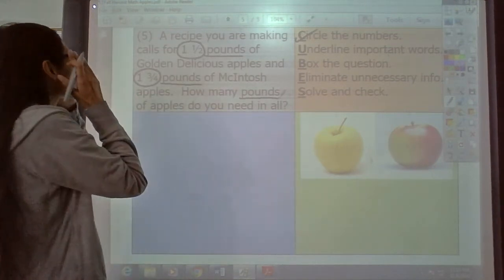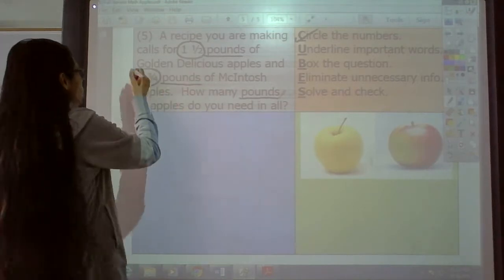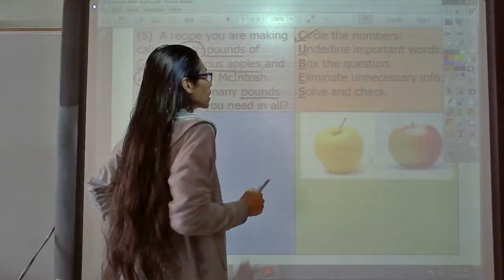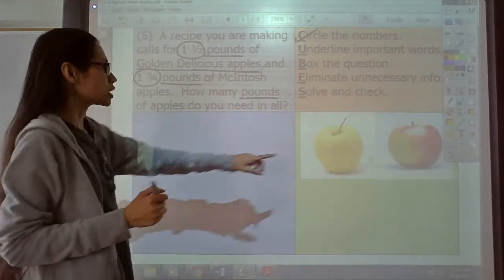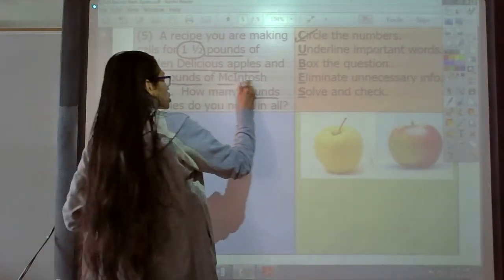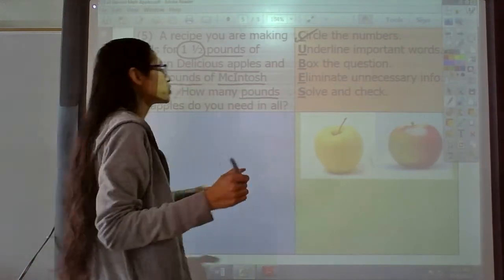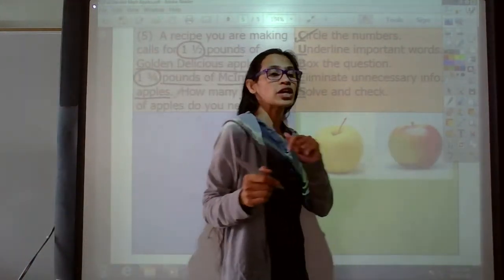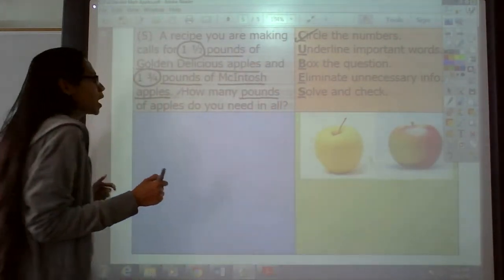Let's see, what else are our important words? Golden delicious apples. Look right there. That's the golden delicious apples right there. And McIntosh apples right there. Bam. There's that.